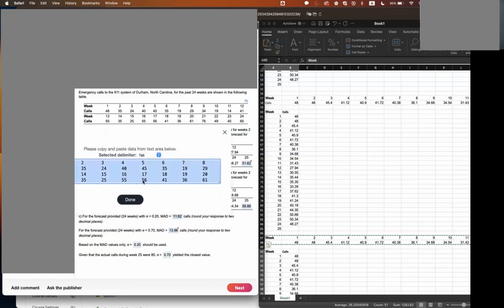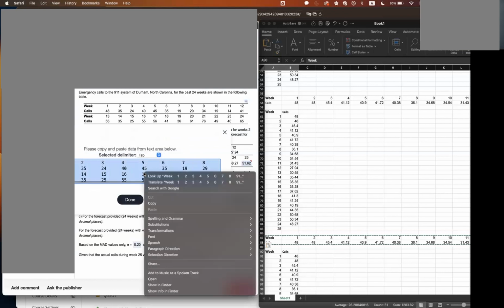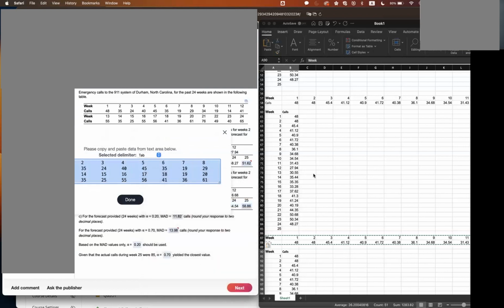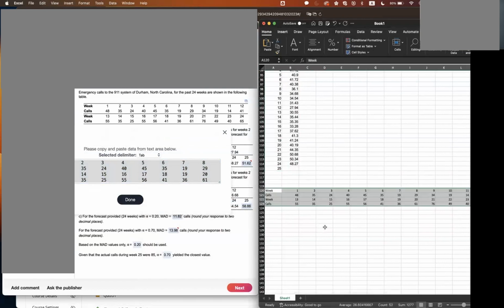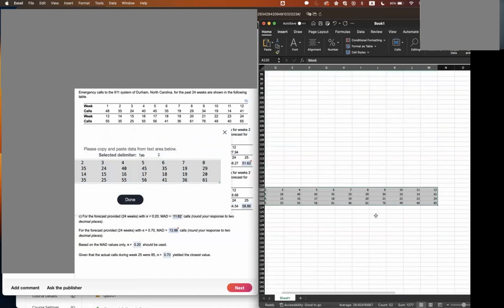Copy this data. Okay, copy. And I'm going to go over here, paste. And as you mentioned, I have this data.